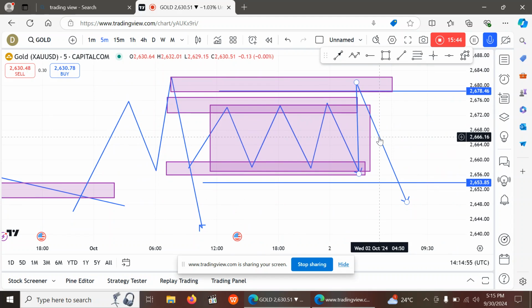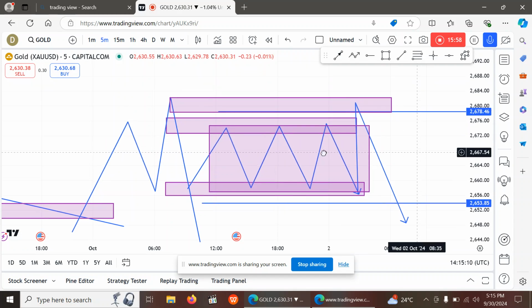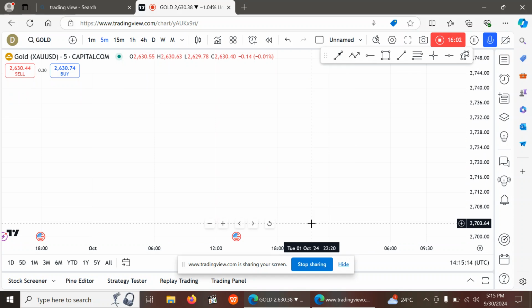Liquidity and structure. People say structure is more important than liquidity, but me, I say liquidity is more important than structure. Liquidity is the king and structure is the queen. Liquidity is very important. Liquidity is like the fuel. You cannot drive when you haven't fueled your car.